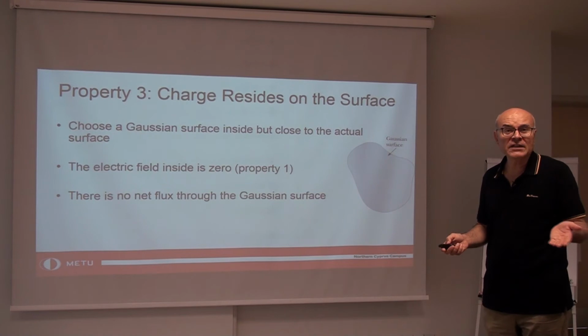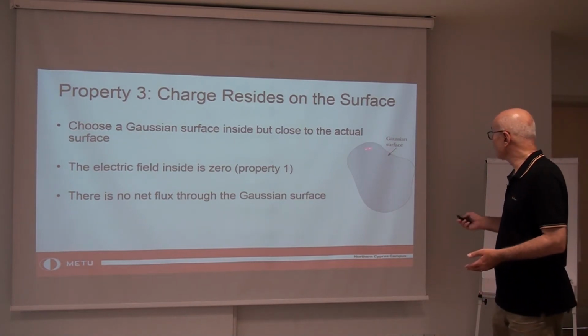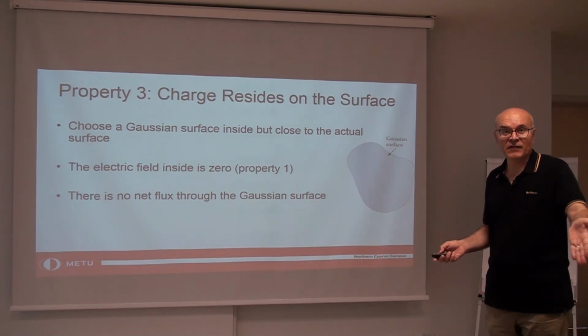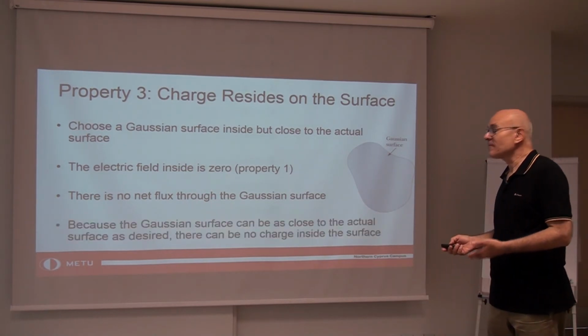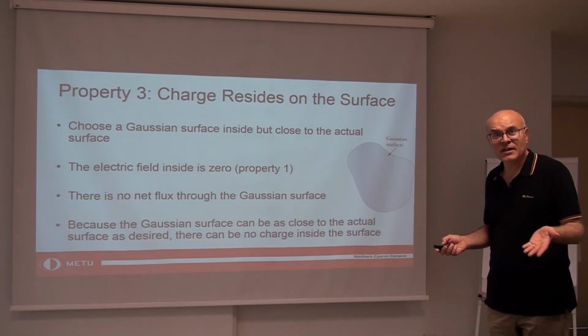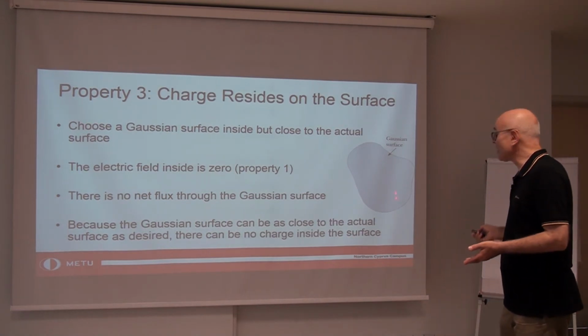Therefore, there is no net flux through that Gaussian surface, because the electric field at the surface is equal to 0, and so the flux through that Gaussian surface is equal to 0. This means there is no charge inside that Gaussian surface. So the net charge inside the Gaussian surface is 0.